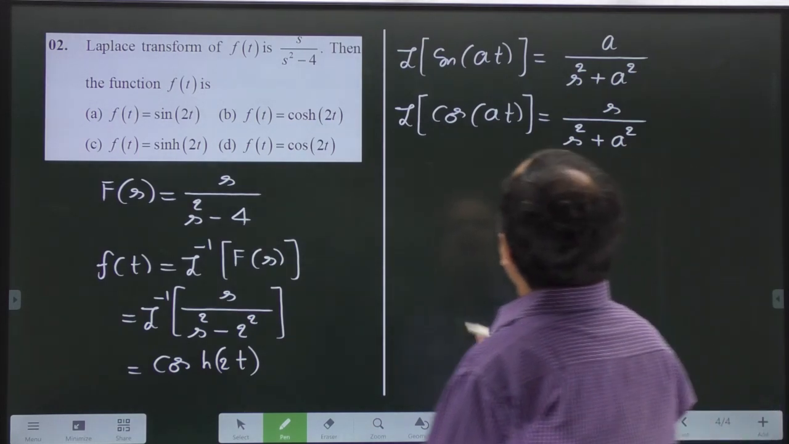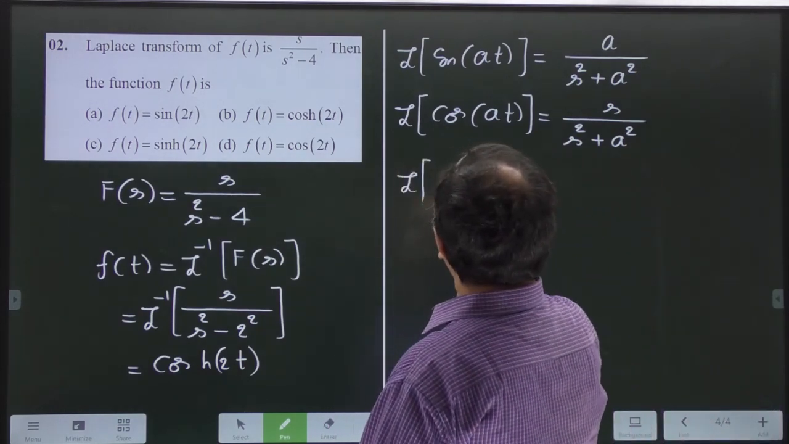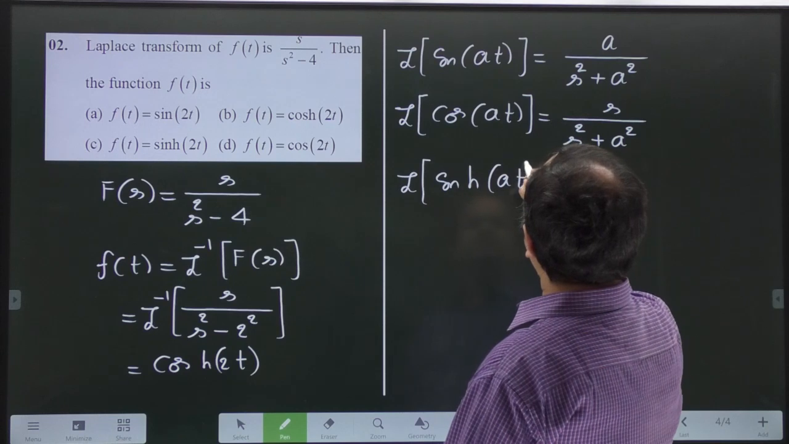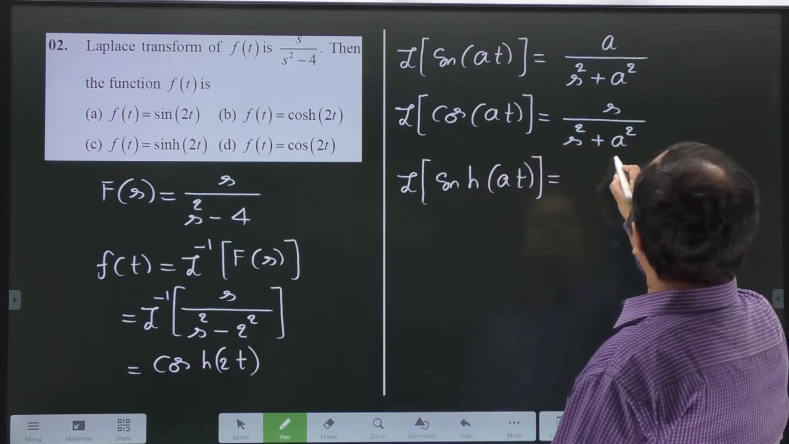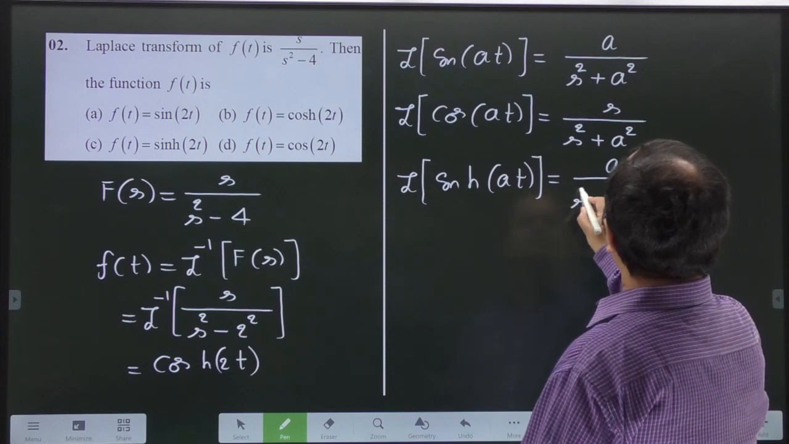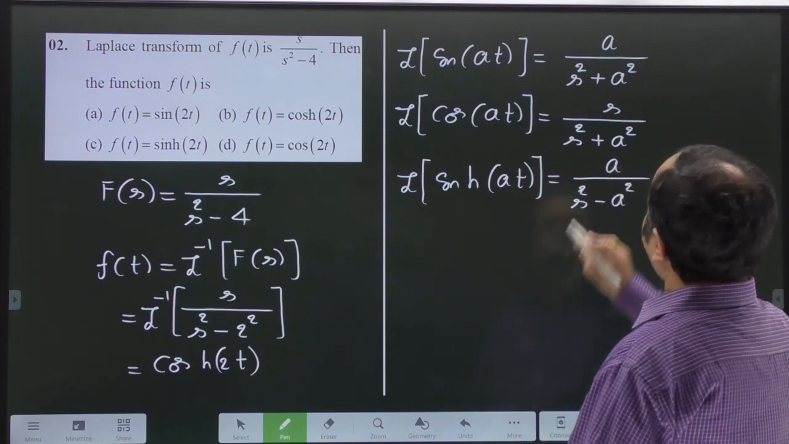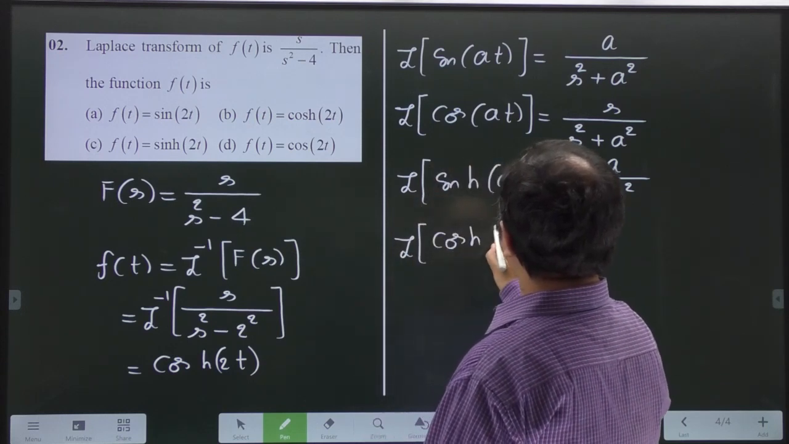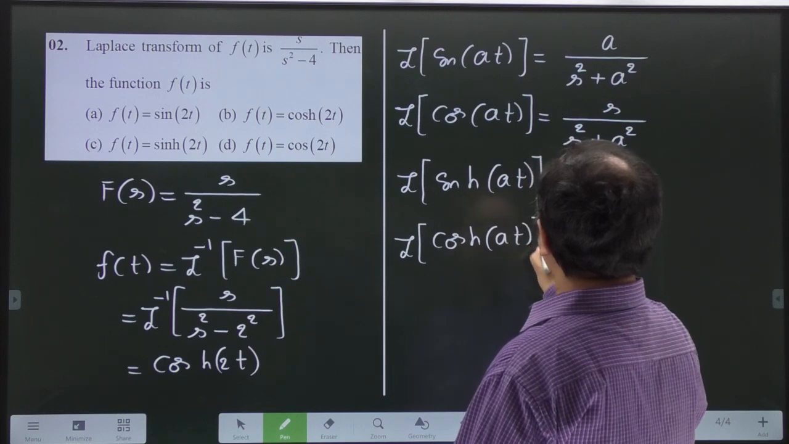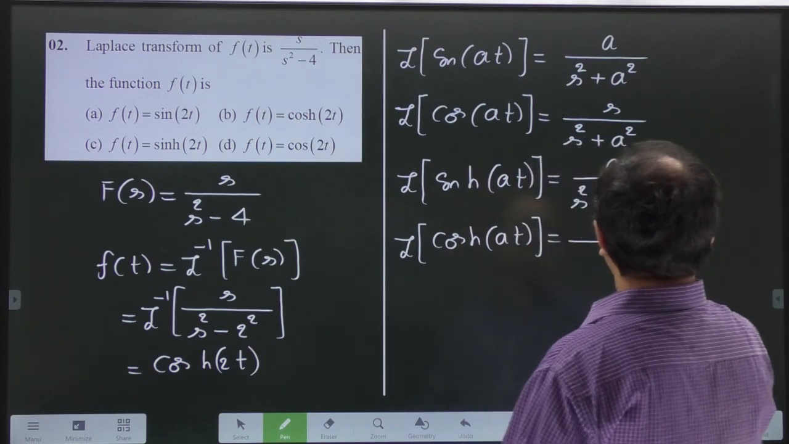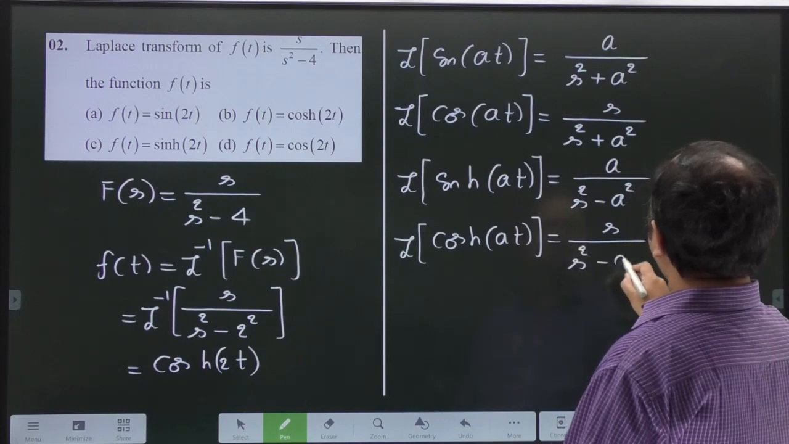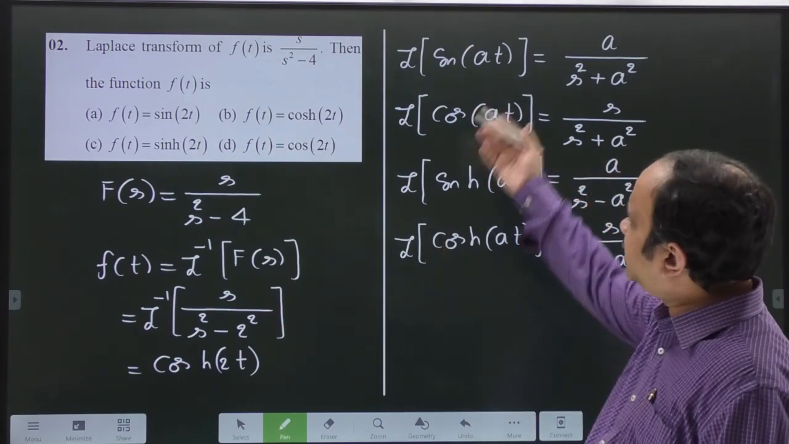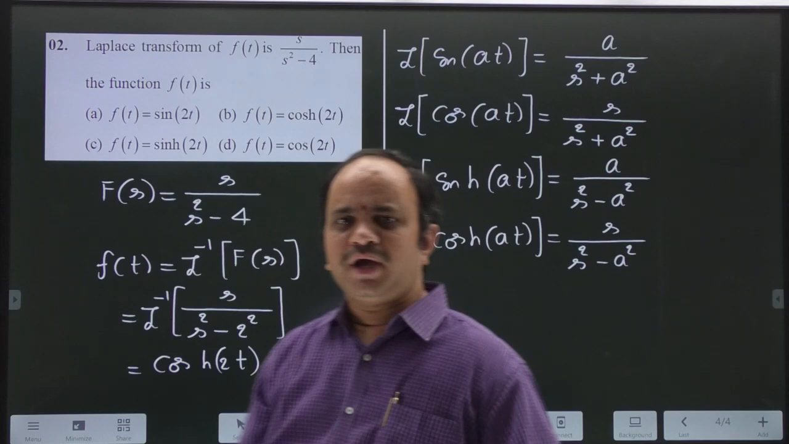Similarly, the Laplace transform of sinh of at is a by s square minus a square. The Laplace transform of cosh of at can be written as s by s square minus a square. So related formulas you can probably practice. It may come in other exams.